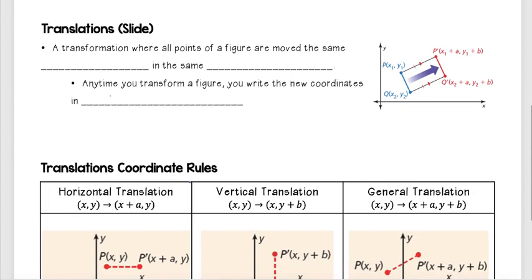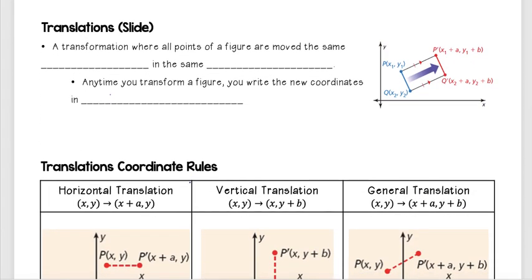And so for today, we're just going to be focusing on translations. Another way you may see this called is slide. And this is a transformation where all points of a figure are moved the same distance in the same direction. And so again, anytime you transform a figure, you write the new coordinates in prime notation.